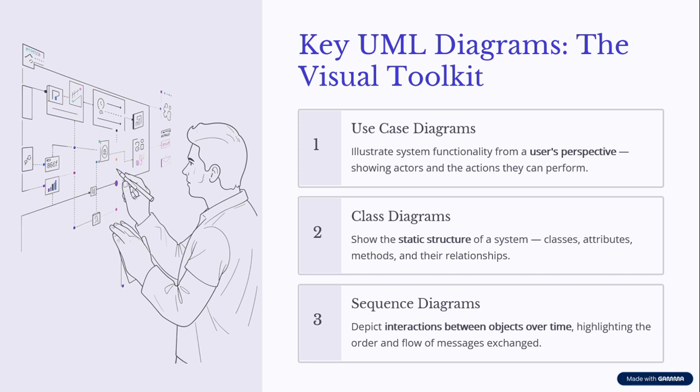Use case diagrams illustrate system functionality from the user's perspective, showing actors and the actions they can perform. The second one is the class diagram. It shows the static structure of a system: classes, attributes, methods, and relationships. The third one is the sequence diagram. It describes the interaction between objects over time, highlighting the order and flow of message exchange.